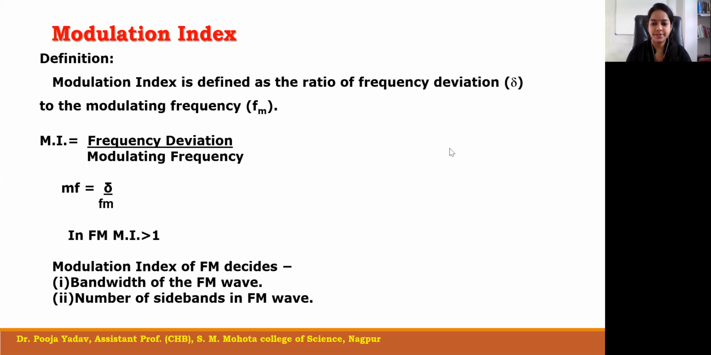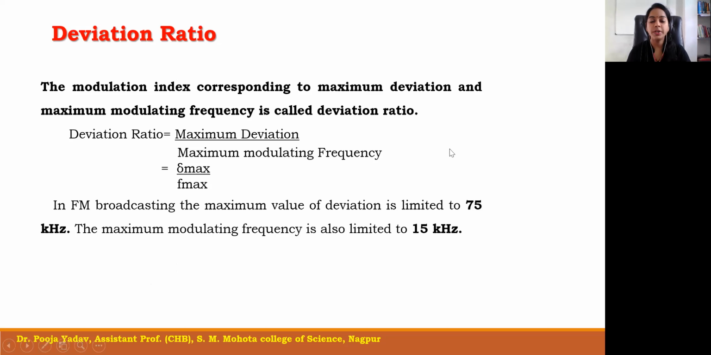So in the next slide we will see what deviation ratio is. Okay, this is a new term for us, deviation. So what is deviation ratio? We are also going to calculate it. This is defined as maximum deviation divided by maximum modulating frequency. Is it okay? This term is very important whenever we are frequency modulating the signal.